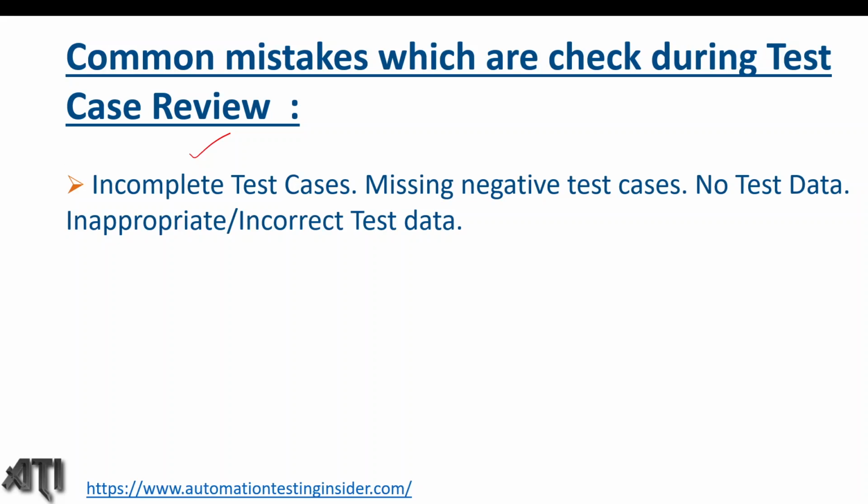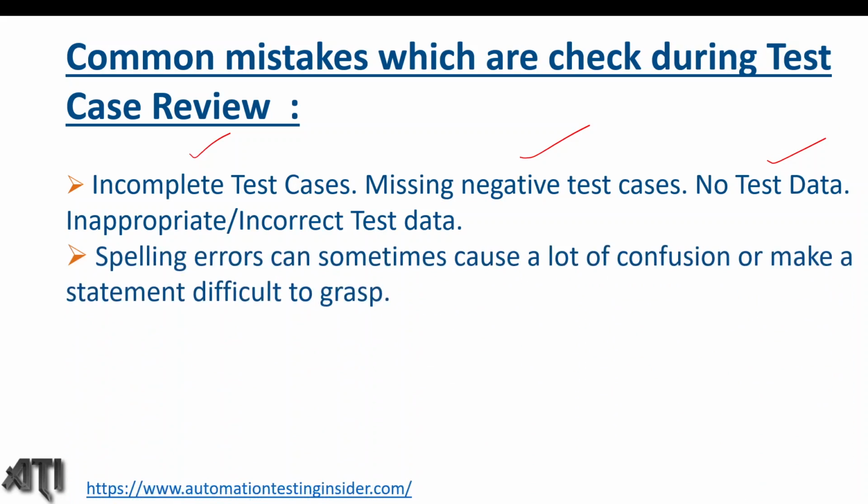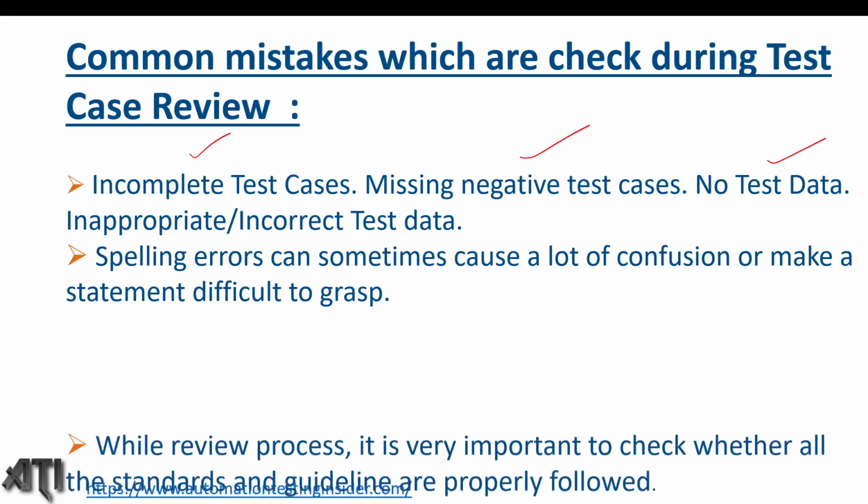Incomplete test cases, if test cases are not written properly, missing negative scenarios or negative test cases, if test data is not provided, or inappropriate test data or incorrect test data, right? So these are the different points which are taken care of during the test case review process. Spelling errors can sometimes cause a lot of confusion or make a statement difficult to grasp. So this is another point which can be checked during the test case review process.